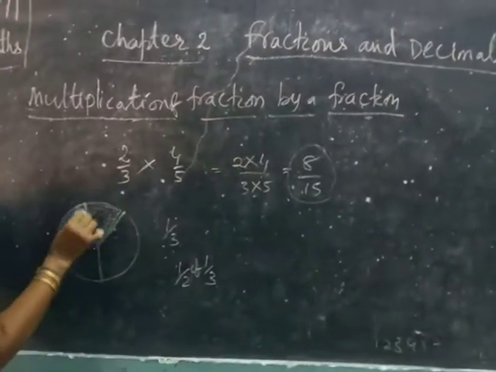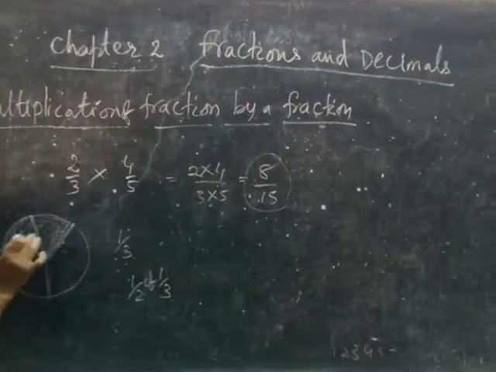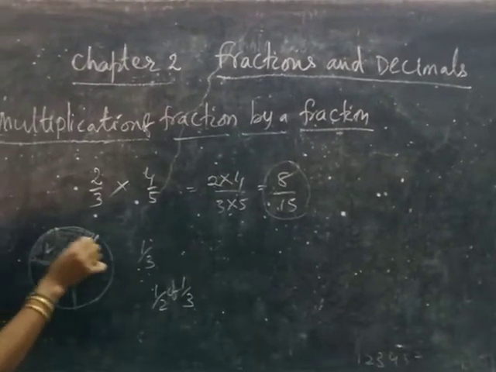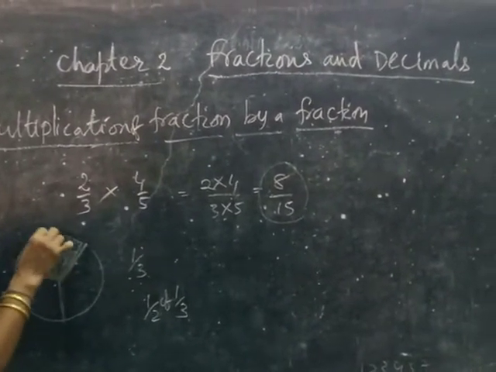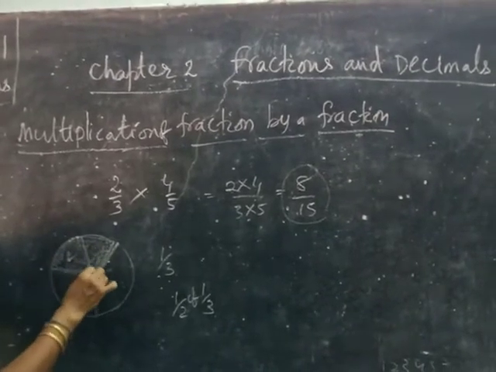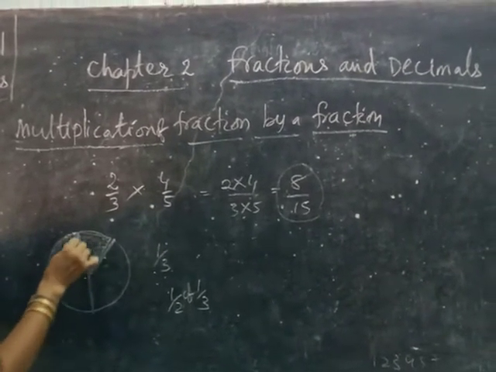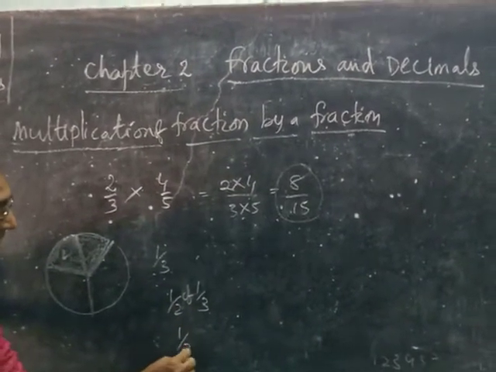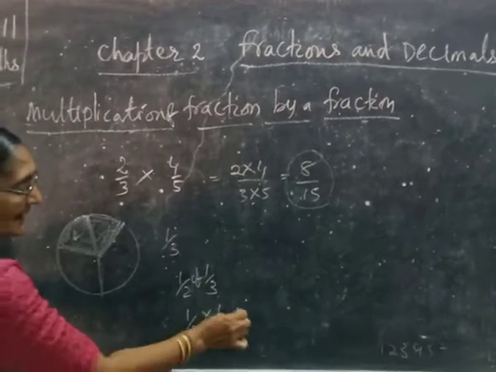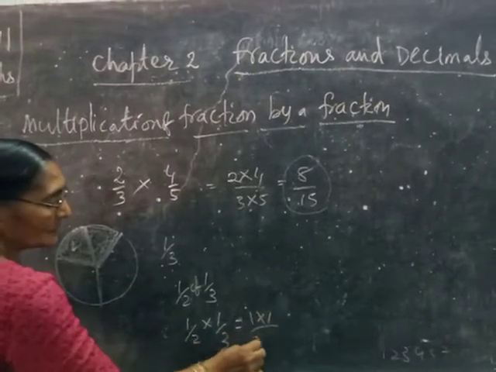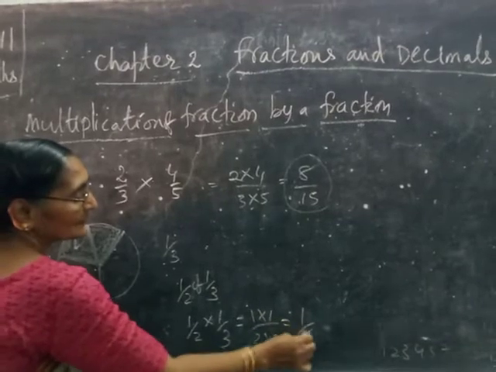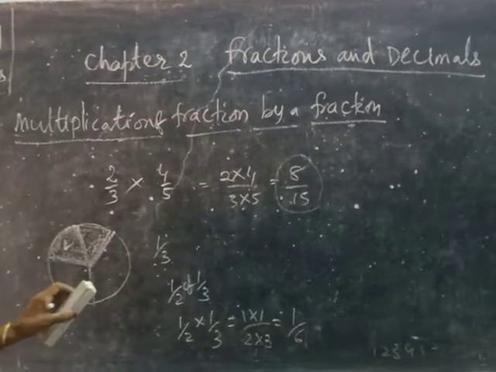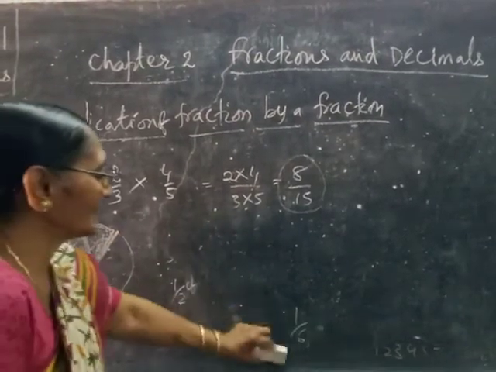Do you understand this? This figure is divided into 3 equal parts, and one of the parts is shaded. This is called 1 by 3 of the fraction. Then this shaded portion is again divided into 2 equal parts. Then one of the parts is called 1 by 2 of 1 by 3. How much is that? 1 by 2 into 1 by 3. Then how much will come? 1 into 1 by 2 into 3 equals 1 by 6. 1 by 6 of the portion. Do you understand? Now this is fraction multiplied by fraction.